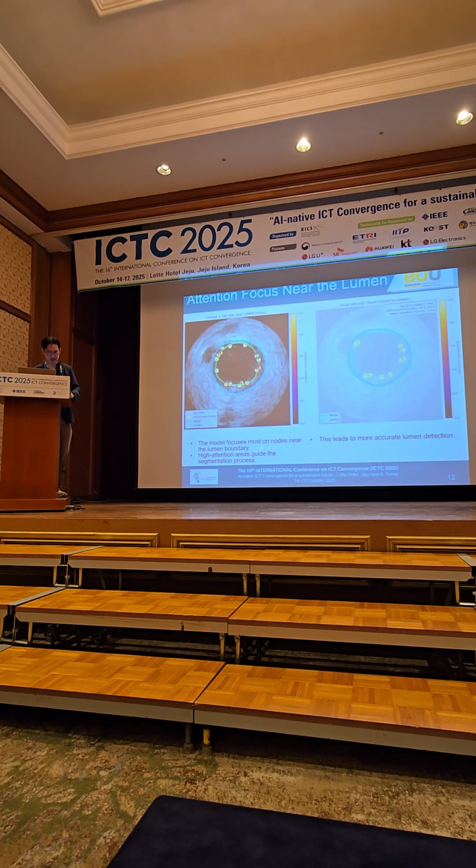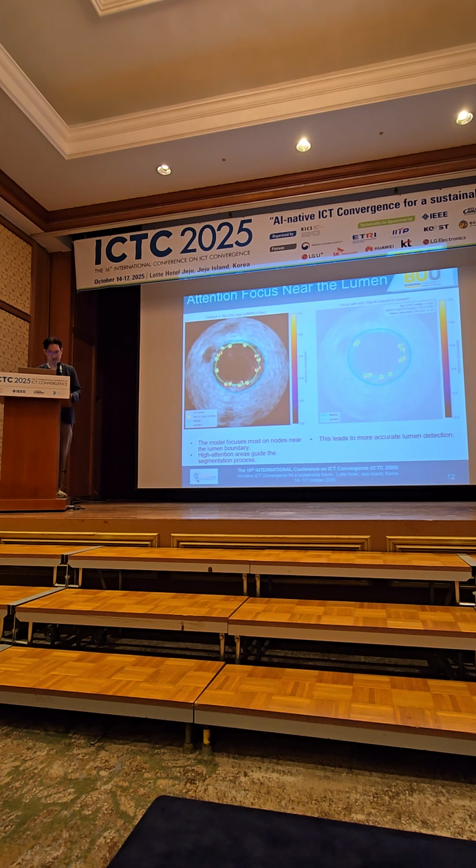And let's look at how our model pays attention to important regions. On the left image here, you can see the graph nodes in the image. The yellow dots are the top 20 nodes with the highest attention. If a yellow dot is very close to the lumen boundary, within 5 pixels, we also put a red circle around it. You can see that many of the high attention nodes are near the lumen.